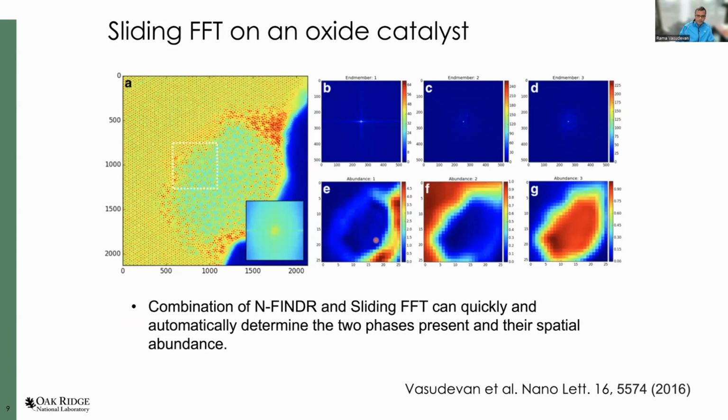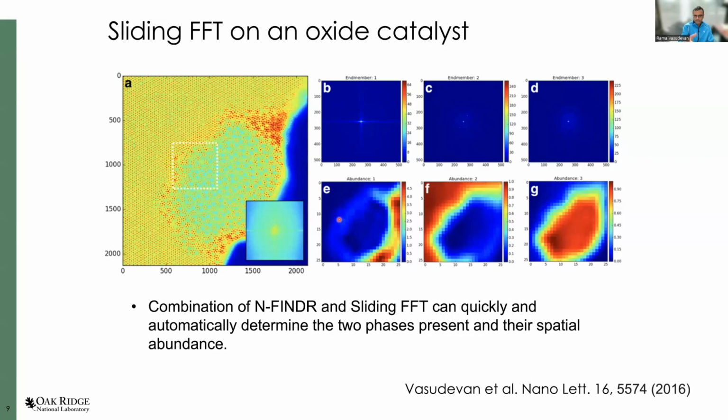So this combination of this NFindR algorithm with sliding Fourier transforms can quickly and automatically determine what the phases present are, as well as their spatial abundance. And in fact, we've used this over multiple different types of samples, as well as in situ EM data, where we may have changes in the number and composition of these phases over time. And so this is actually a very nice method to automatically track how these phases change in dynamic systems. And so that's where it becomes really useful.